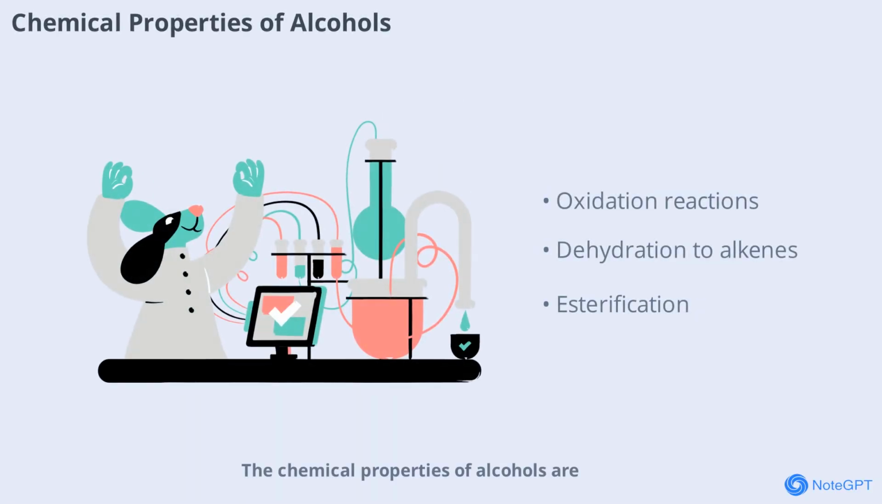Chemical properties of alcohols are largely influenced by the hydroxyl group. Alcohols can undergo oxidation, dehydration, substitution, and esterification reactions. For example, primary alcohols can be oxidized to aldehydes and then to carboxylic acids, while secondary alcohols oxidize to ketones. Tertiary alcohols are resistant to oxidation. Dehydration of alcohols leads to the formation of alkenes. These reactions are fundamental in organic synthesis and industrial processes.